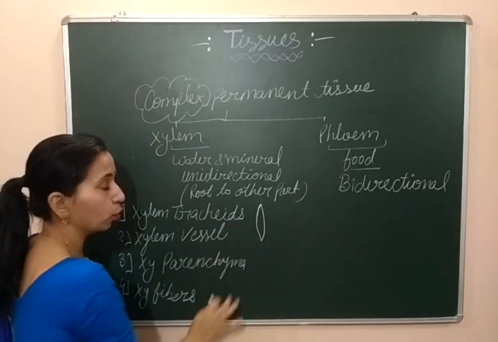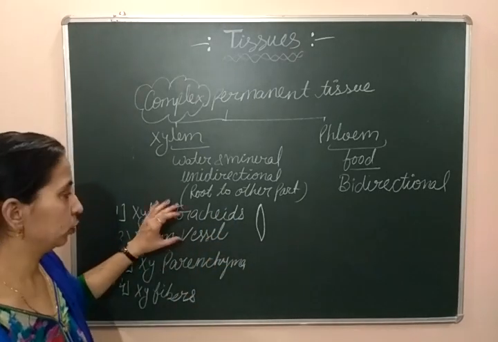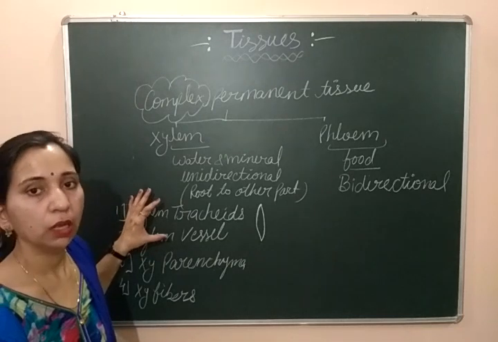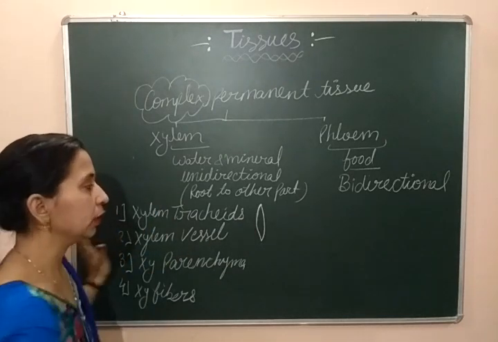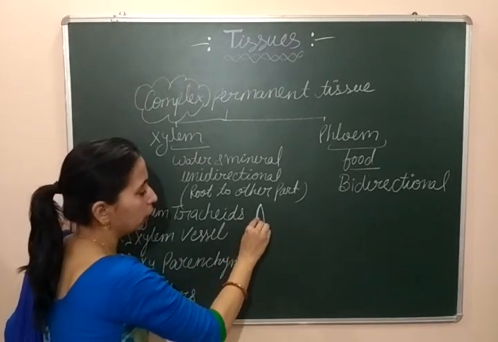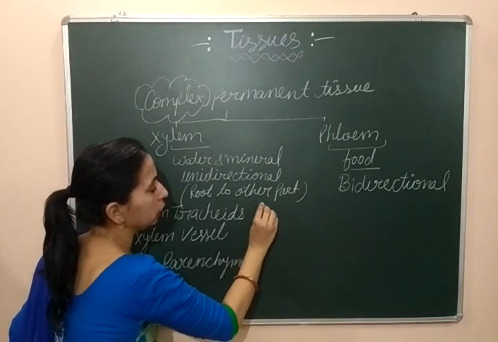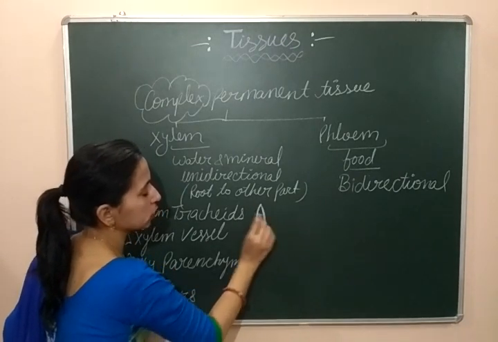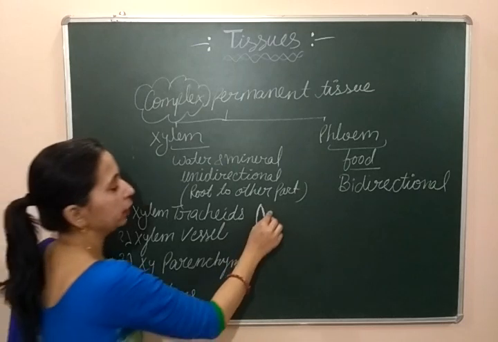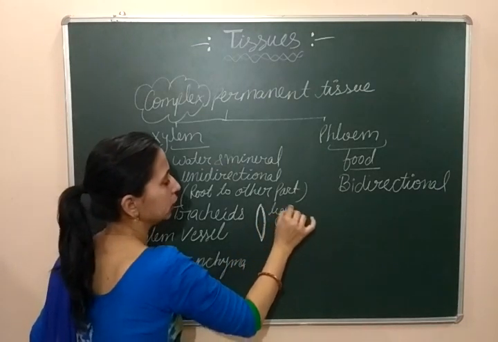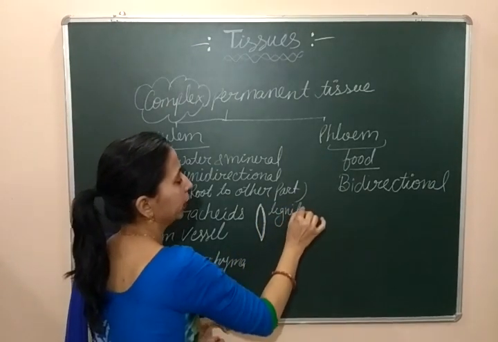Tracheids and vessels both help in the transportation of water. दोनों मिलके water transportation में help करती हैं. Tracheids have tapered ends and they have lignin deposition. इनके ऊपर lignin का deposition होता है इनकी walls के अंदर. So we can say that lignin is deposited here, it's lignified, we can say it's lignified walls.